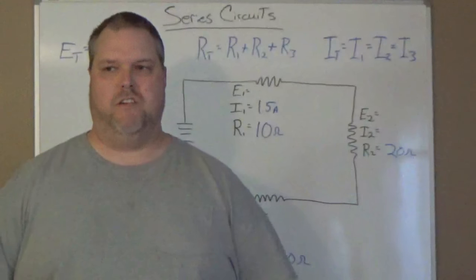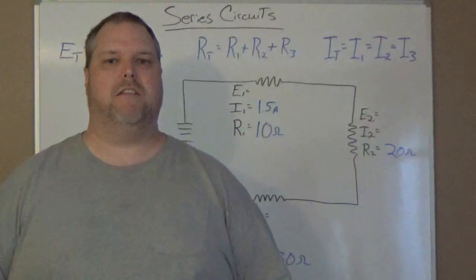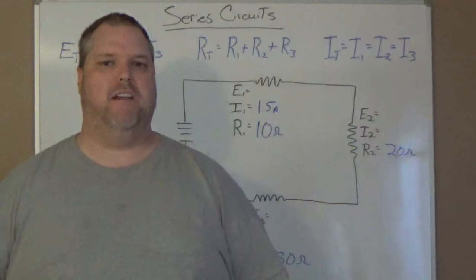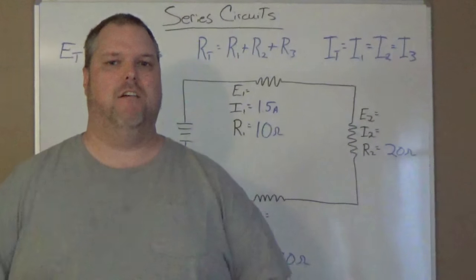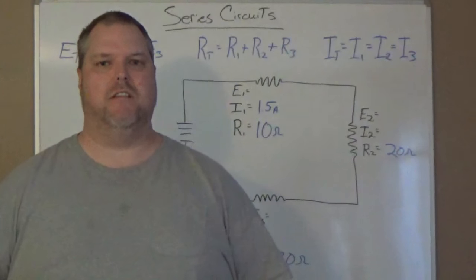How to solve for a series circuit. Remember, letter designations work as the following. E, we will be finding volts. I, will be looking for amps. R, will be looking for resistance.